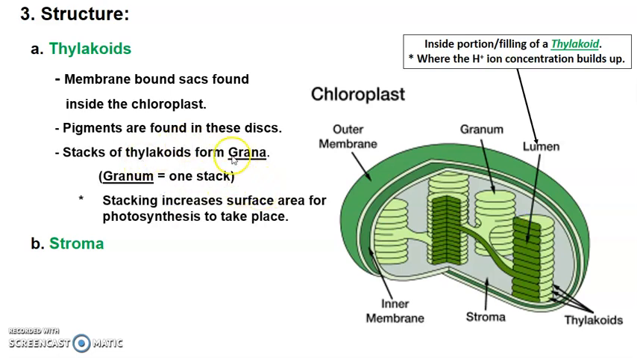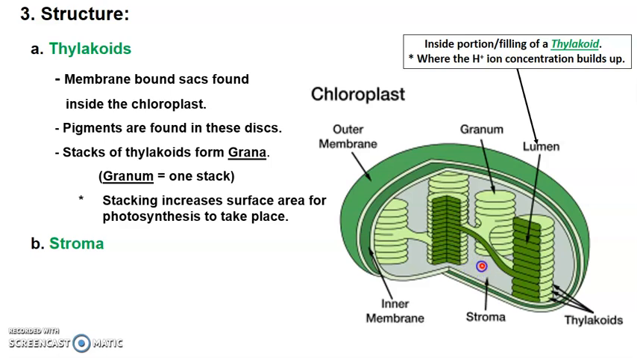A stack of thylakoids, a single stack, is referred to as a granum. All right, so one single stack is a granum. All of the stacks together are the grana. So I apologize for that. Again, a single stack is a granum. All the stacks of thylakoids are the grana. The reason why they're stacked is so you can fit more of them inside of the chloroplast. You also are able to increase the amount of surface area for light absorption.